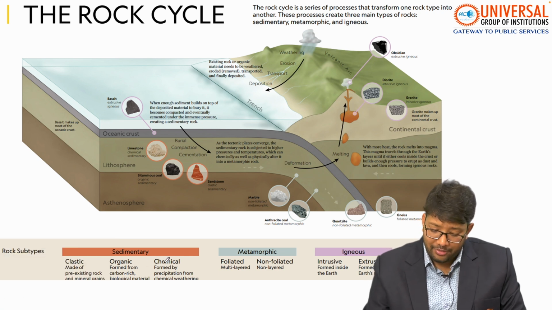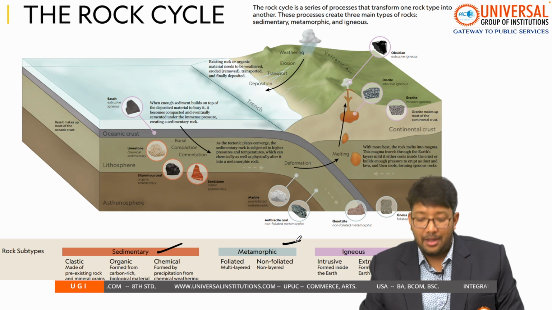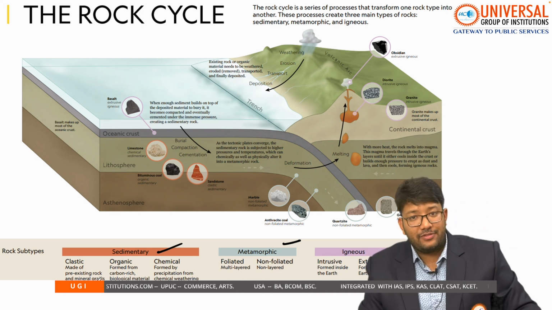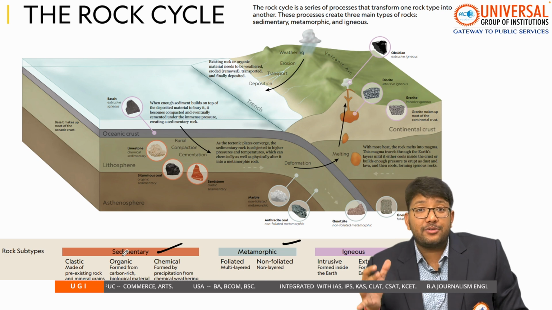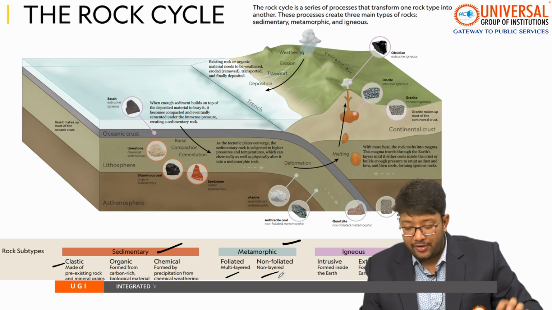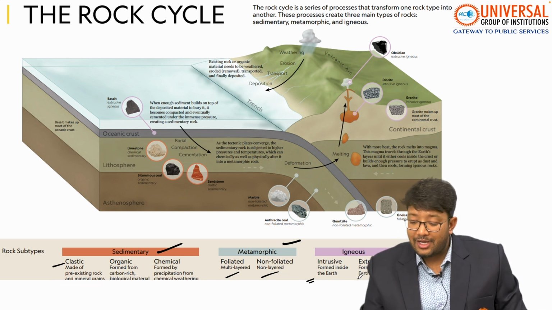And I told you about the three types of rocks: sedimentary, metamorphic, and igneous. There are also subtypes of these rocks. The subtypes of sedimentary rocks are clastic, organic, and chemical. Foliated and non-foliated are the subtypes of metamorphic rocks, and very important from the examination point of view, intrusive and extrusive igneous rocks.